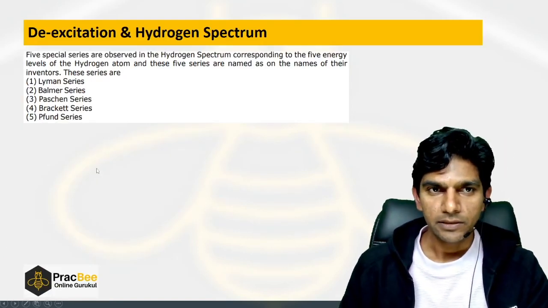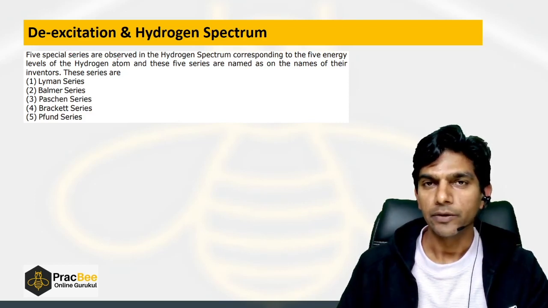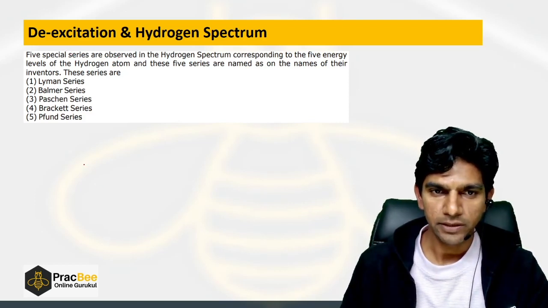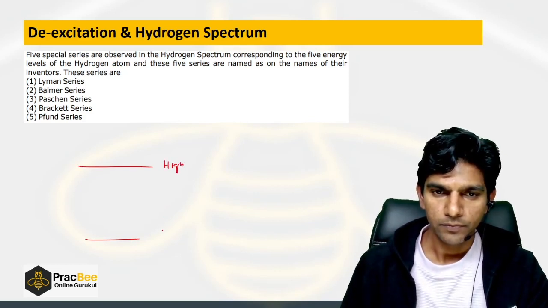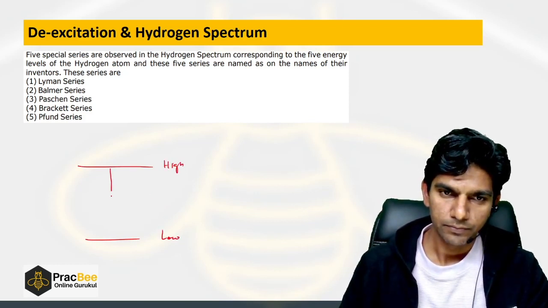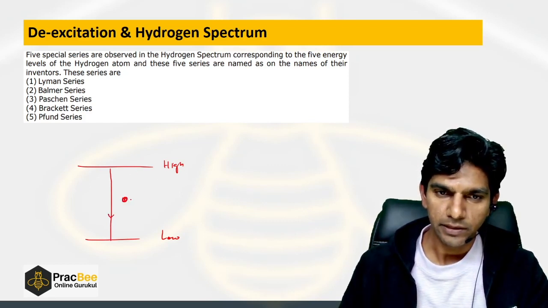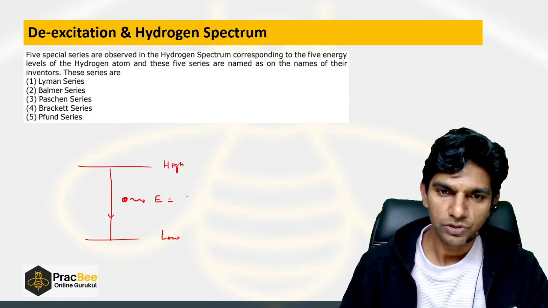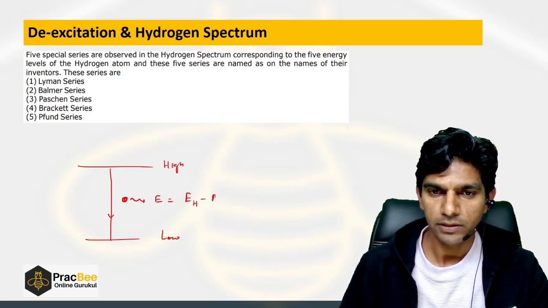Now let us see another concept. So what is de-excitation and the hydrogen spectrum? De-excitation is when the electron jumps from a higher energy level to a lower energy level. So when the electron jumps, a photon is released, and this photon will have energy which is the difference of these two energy levels. So E high minus E low, right?